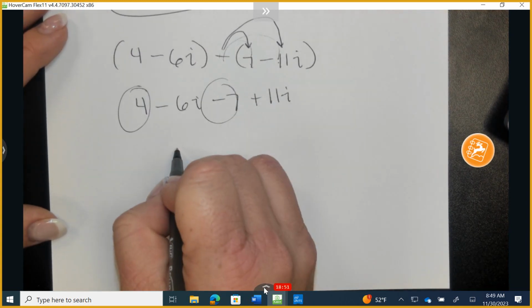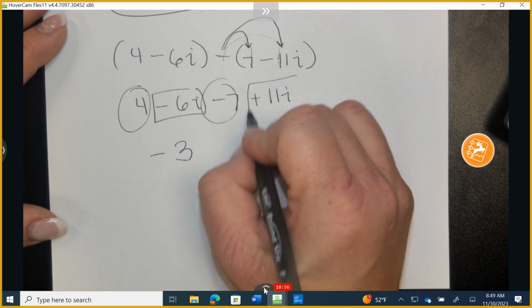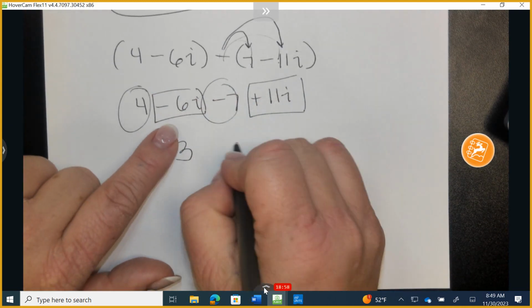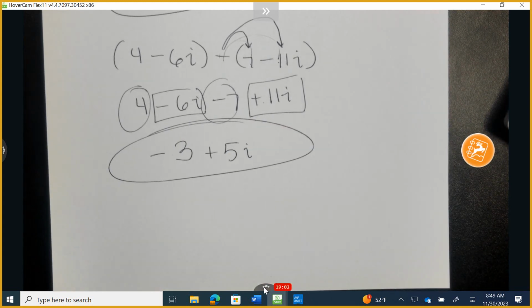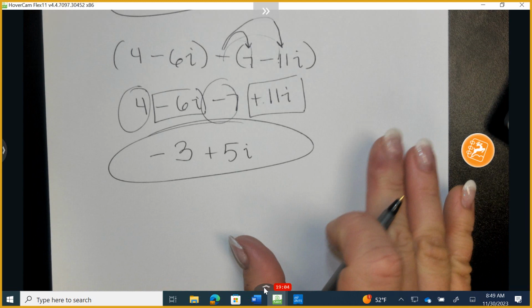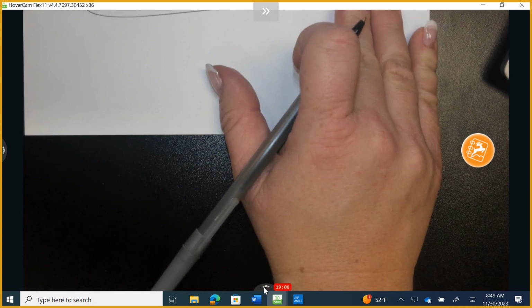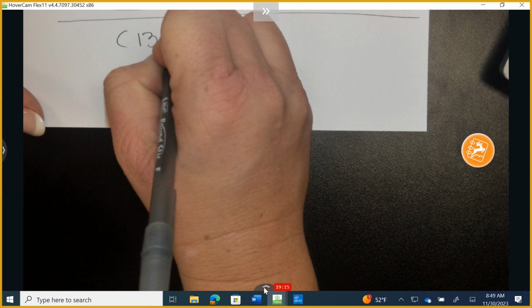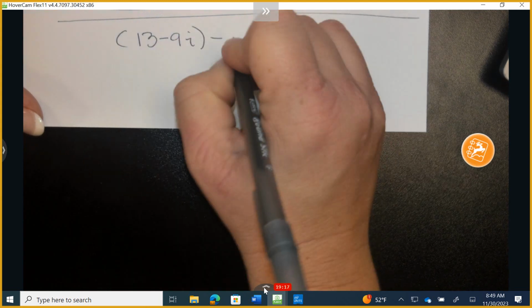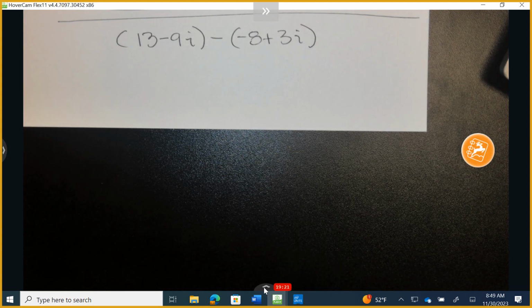4 and negative 7, when I combine them, I get a negative 3. Negative 6 and positive 11, they're different signs. Subtract, keep the sign of the larger number. Can I have a thumbs up or a thumbs down if you understood the concept? Okay, we don't have enough people. We'll do more problems. Okay, you ready? So here we go. With your partner, let's have you start with just one of these. 13 minus 9i, subtract negative 8 plus 3i. With your partner, begin.